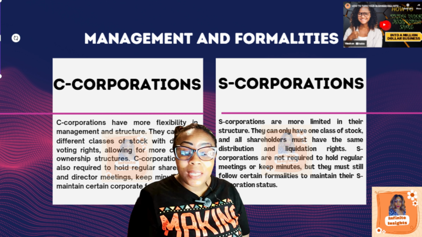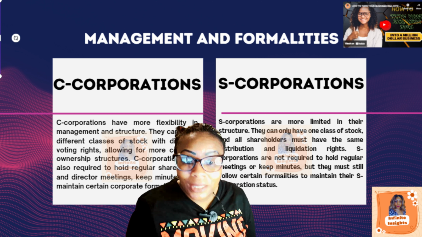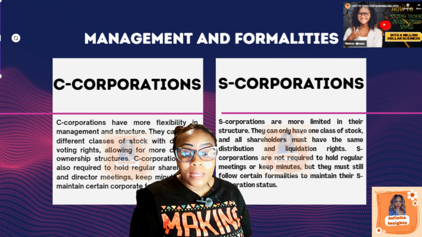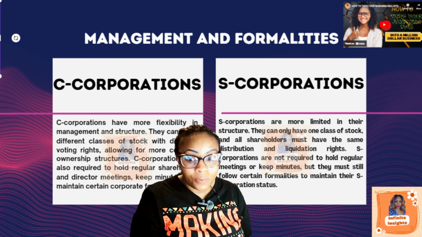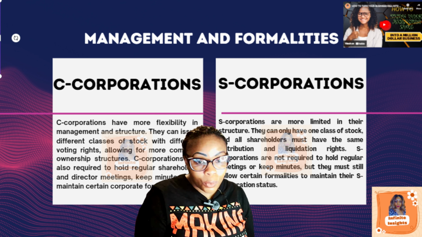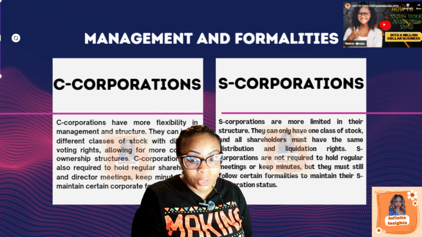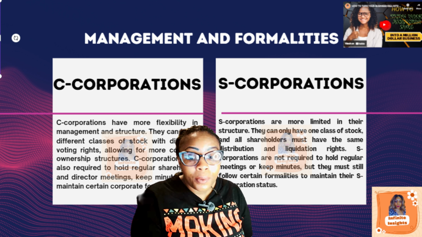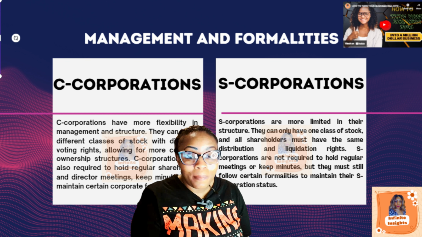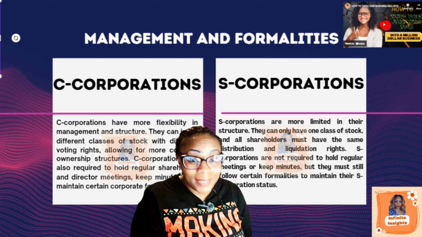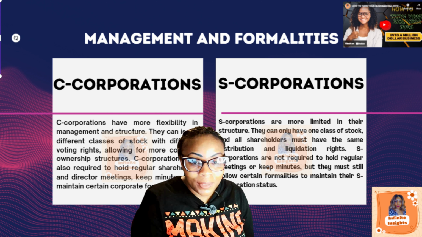However, S corporations, I wanted to say, are more limited in their structure. They can only have one class of stock, and all shareholders must have the same distribution and liquidation rights. S corporations are not required to hold regular meetings or keep meeting notes, but they must still follow certain formalities to maintain their S corporation status.